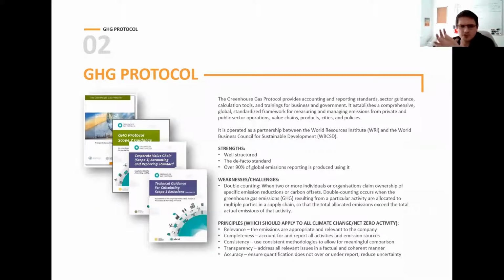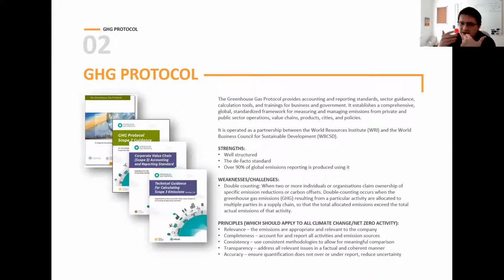Why those scopes? Why the definitions that we've got? Ultimately, it's all driven from something called the Greenhouse Gas Protocol, which is basically the global reporting standard for 90+% of global carbon footprint. And it's a set of documentation. It's not one document. It's a collective set of them that is operated by the World Resources Institute and the World Business Council for Sustainable Development.